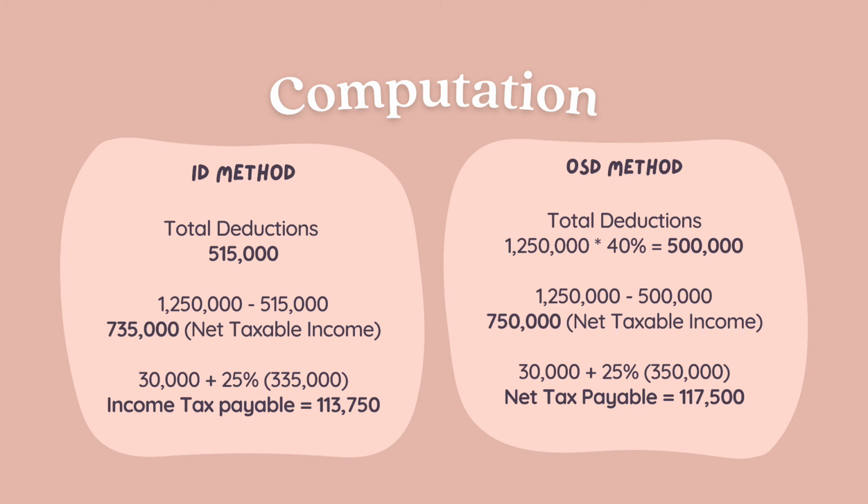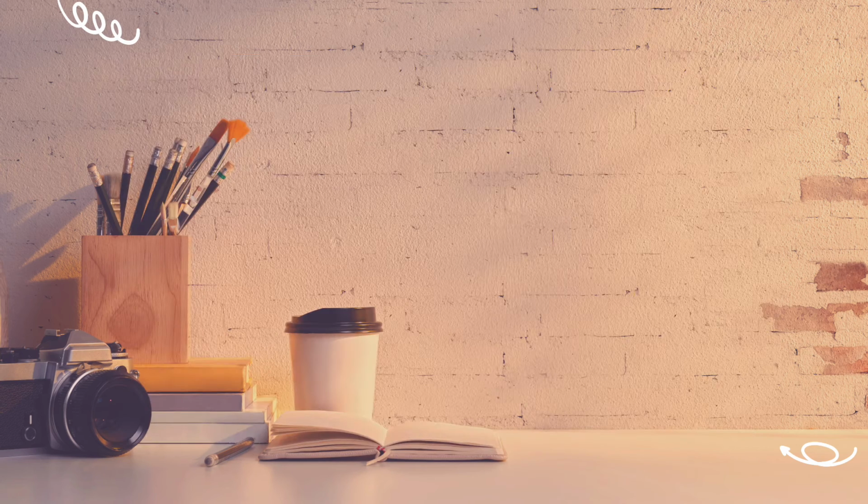So for this example, it is actually better for one to use the ID method because it has a higher deduction and he has to pay less tax at the end. And that is how you compute for the self-employed individuals and professionals. One more thing, they are typically assumed to be a hard-to-tax group, and the Bureau of Internal Revenue, or BIR, has increased its investigation of them recently.